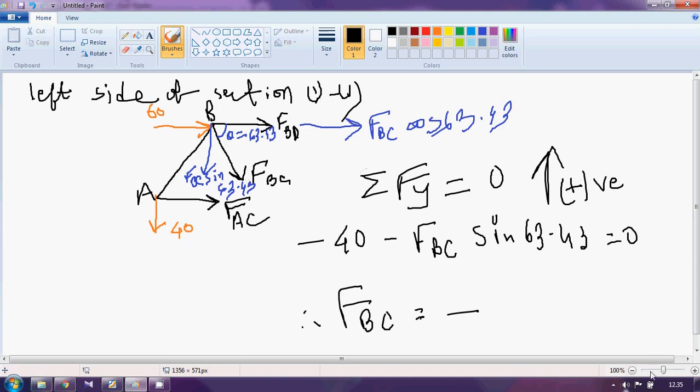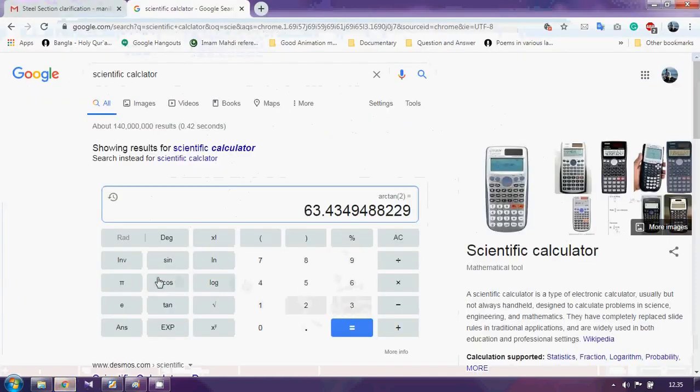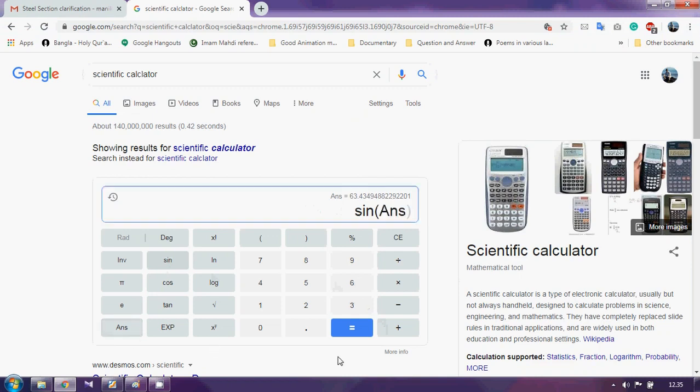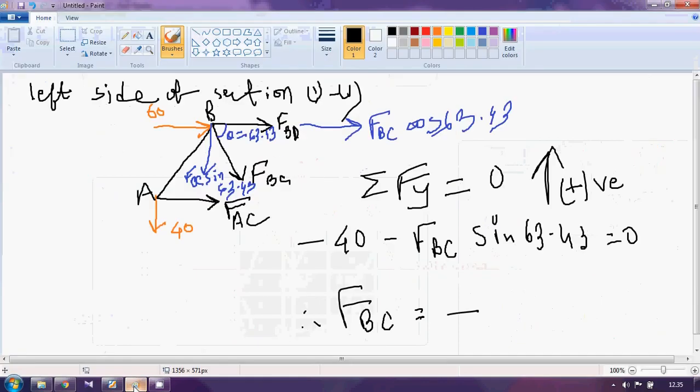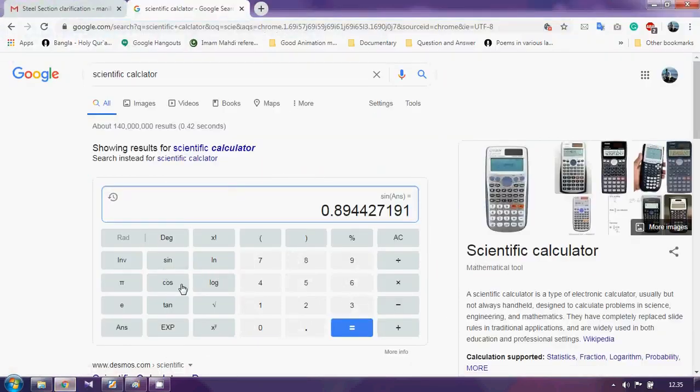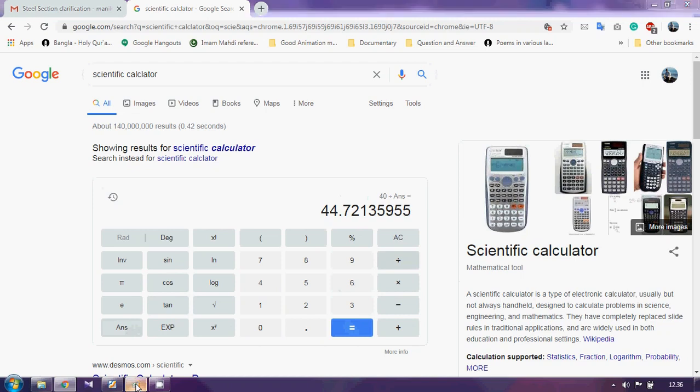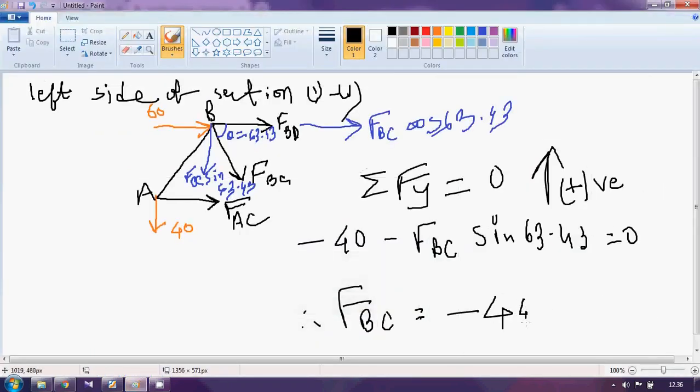Okay, good. So if we calculate sine of the angle, answer 0.894, and I have 40. 40 divided by 0.894, how much? 44.72. So 44.72 kilonewton.